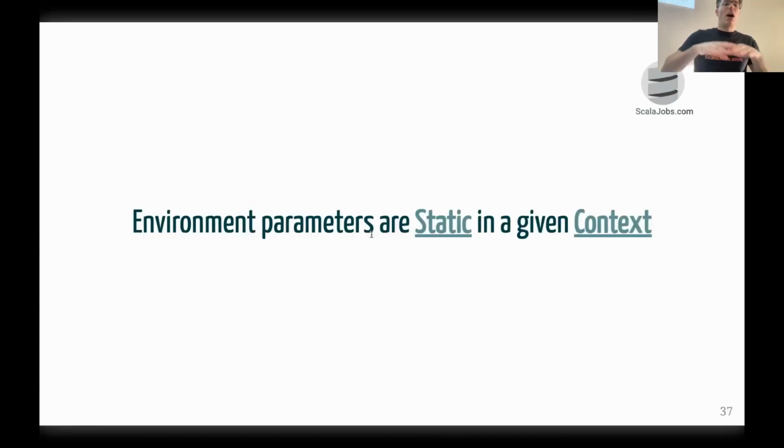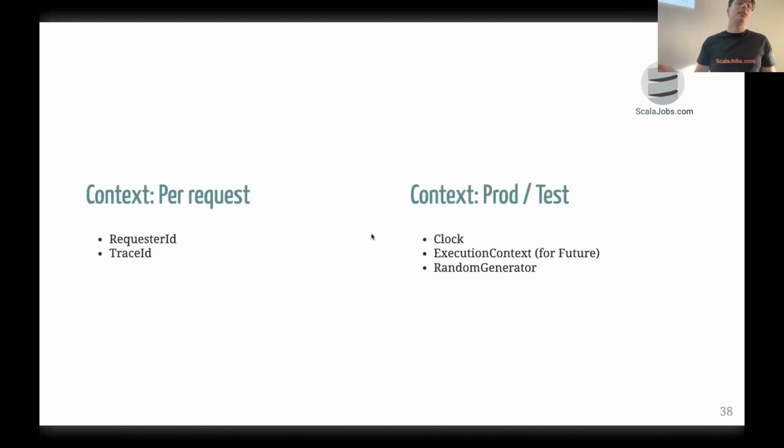So really the environment parameters idea is that these parameters are static in a given context. They only change when you change the context. And what's a context? It can be whatever you want, but I found that the two that work very well are per request. So you say every time I receive a request, it's a new context. When the request is done, it closes it. Or the prod versus test context, which I think are easy to understand, easy to explain. I find that it works well.